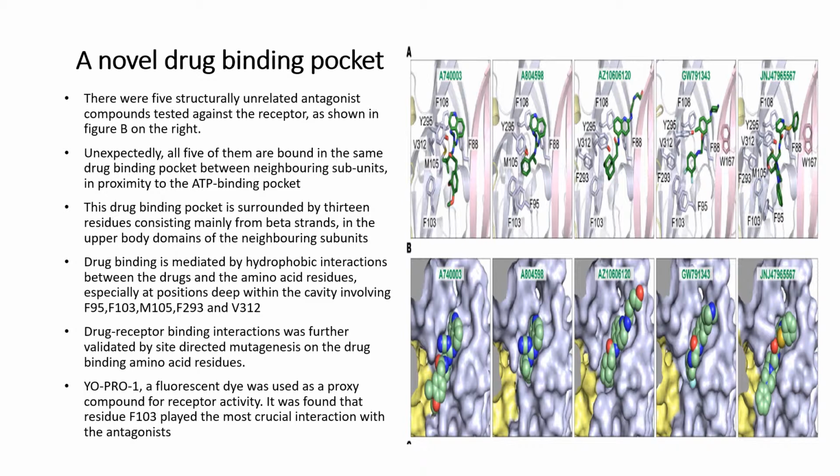Unexpectedly, all 5 of them are found at the same drug-binding pocket between neighboring subunits, in proximity to the ATP binding pocket. This drug-binding pocket is surrounded by 13 residues, consisting mainly of beta strands in the upper body domains of the neighboring subunits. Drug binding is mediated by hydrophobic interactions between the drugs and the amino acid residues, especially at positions deep within the cavity, involving phenylalanine 95, phenylalanine 103, methionine 105, phenylalanine 293, and valine 312.